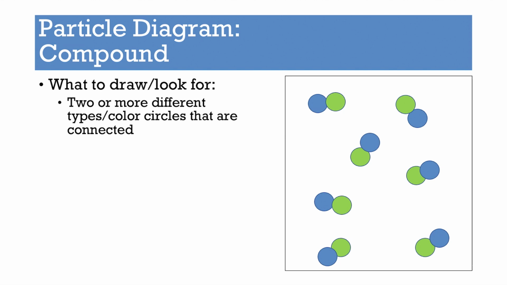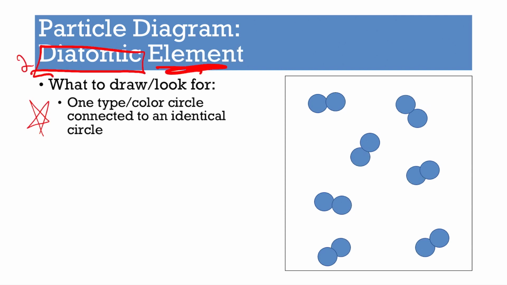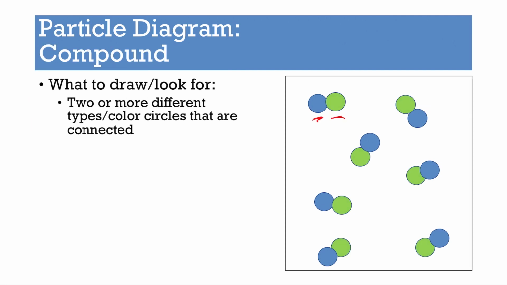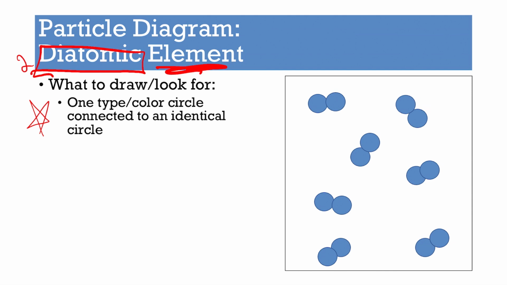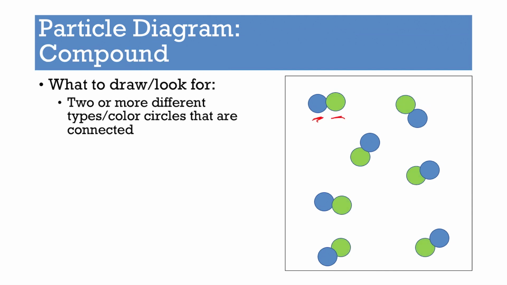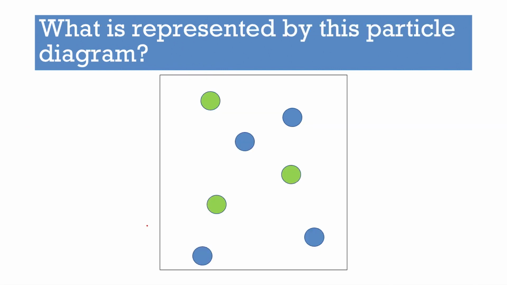Next is a compound. So a compound, remember, is two or more different elements combined. So you have two or more, what to look for, what to draw, two or more circles connected that are different colors. So we have blue, and now we have a green. When you introduce a new color that represents a different element, so you have two or more different elements, that is a compound. So there is a difference between this and that. If there are two connected that are the same, it is a diatomic element. If it is different colors, that is a compound.